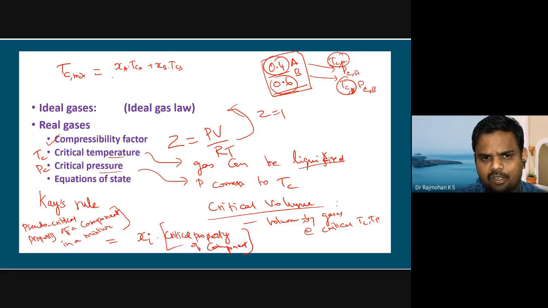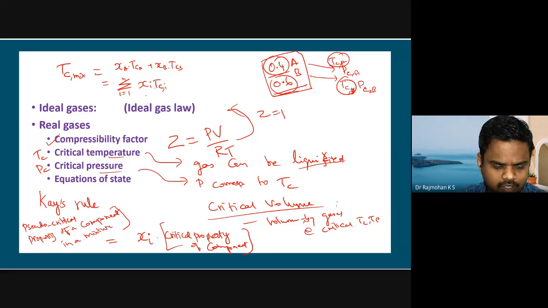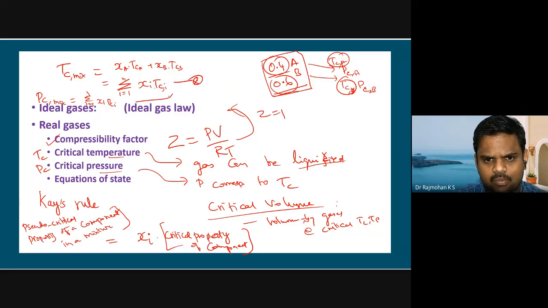What if it is a multi-component mixture? In general, the sum from i equal to 1 to n, whatever the number of components present, of xi into TCi. Similarly, PC can also be determined the same way: the critical pressure of the mixture will be the summation from i equal to 1 to n of xi into PCi. These two are important if you want to determine the critical values for a mixture.